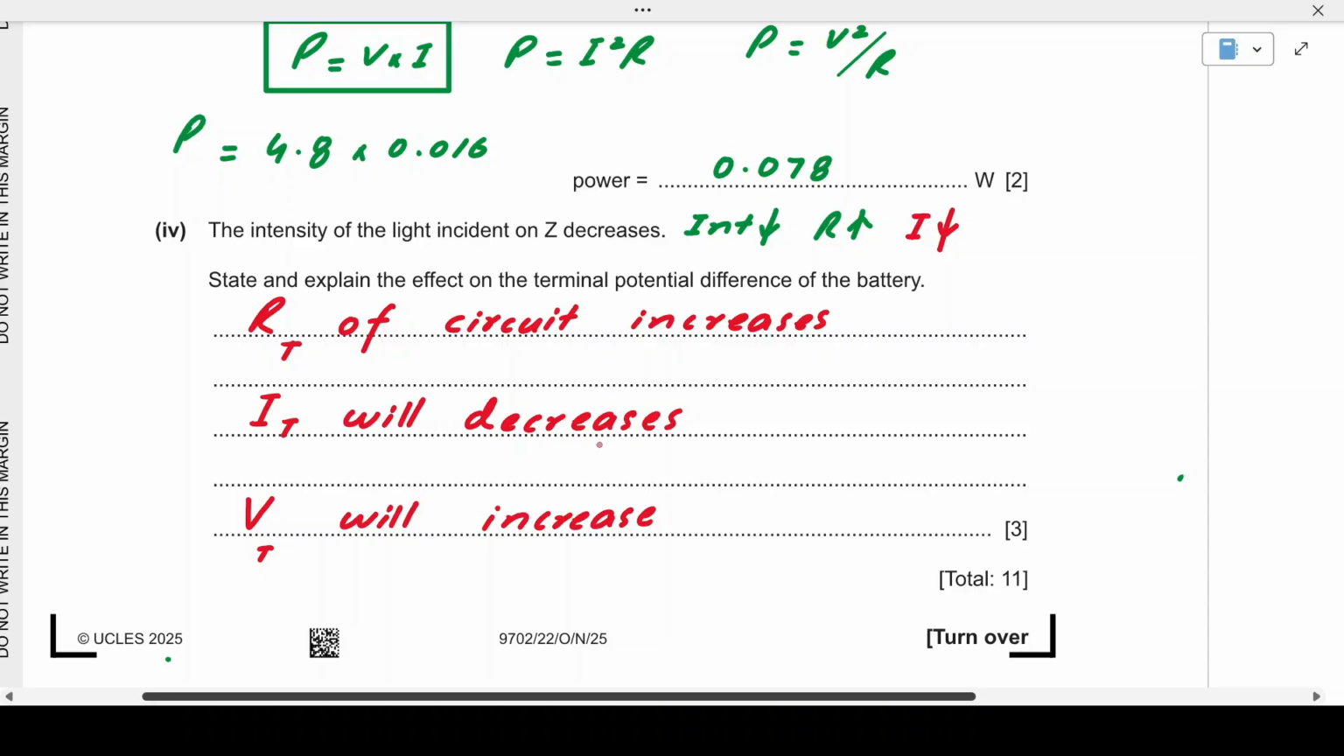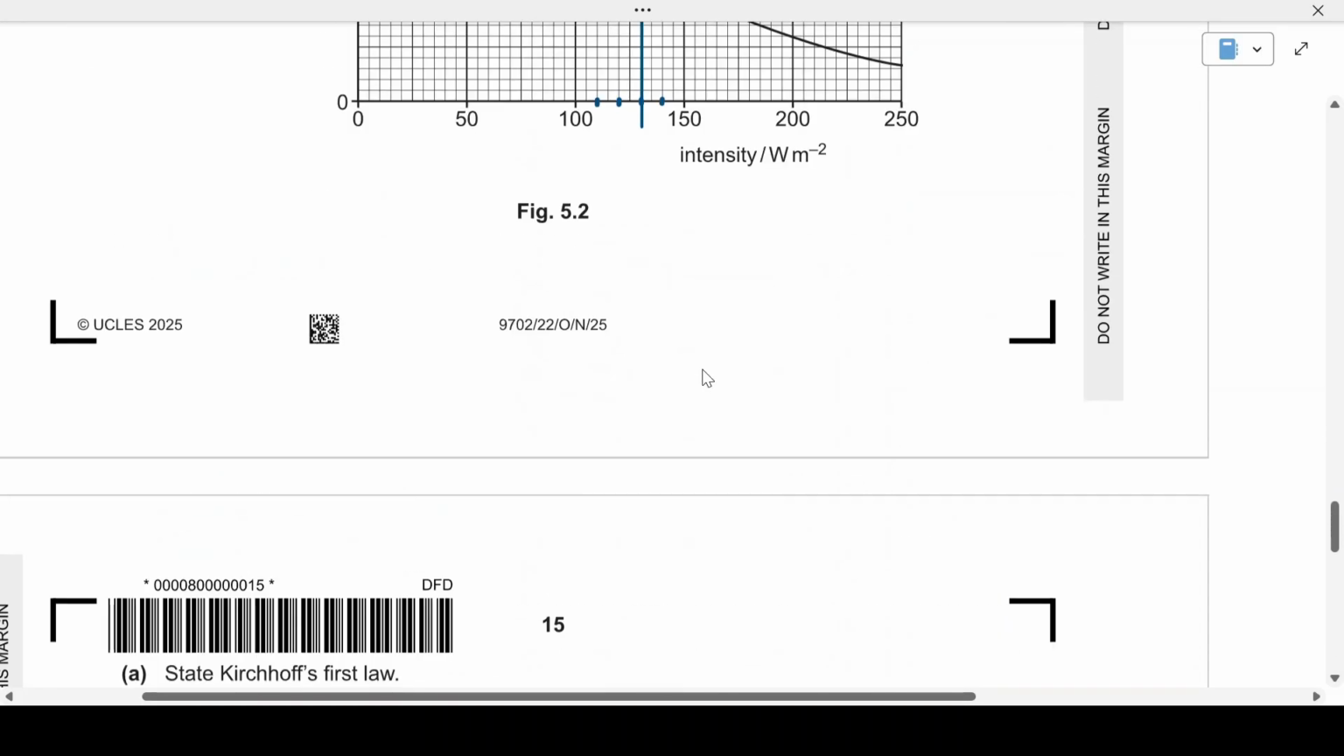Because if you have less current, then less voltage will be dropped in the internal resistance. Hence the terminal voltage will increase. This is exactly the other way around of the previous question. You see, I'll relate with the previous one.